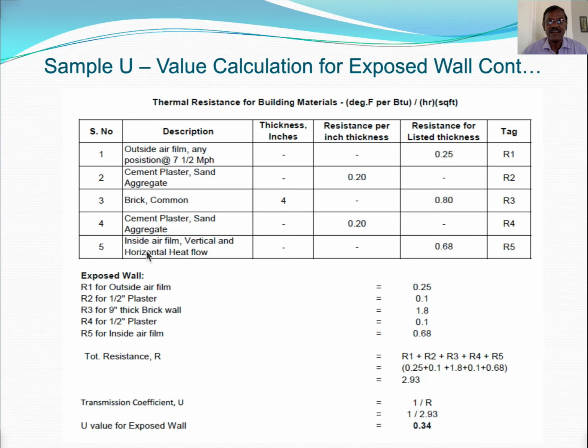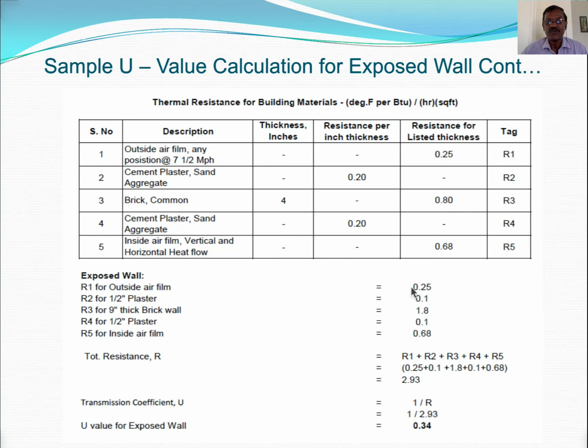After plastering, then inside air film resistance. Here the heat flow we have to consider. The wall is vertical and heat flow is horizontal, from outside to inside it's coming. So the resistance is equal to 0.68. This is R5.